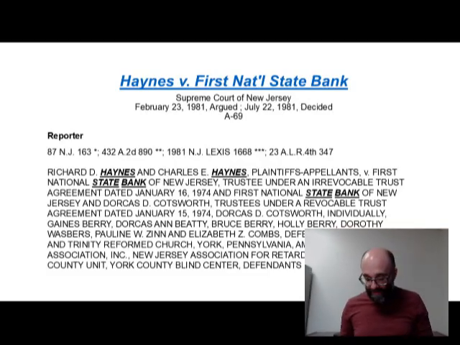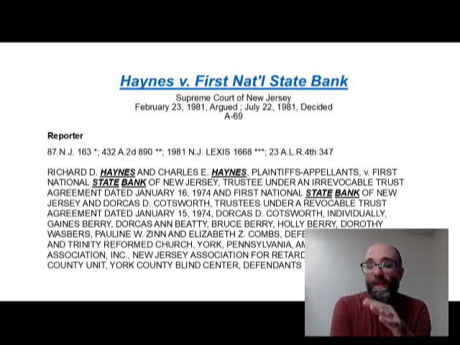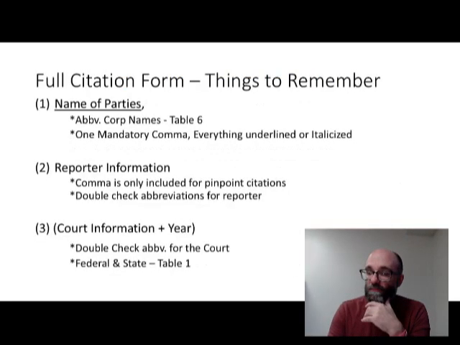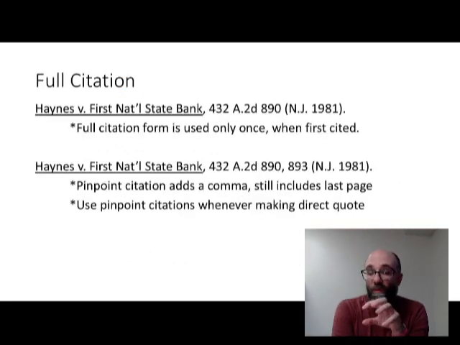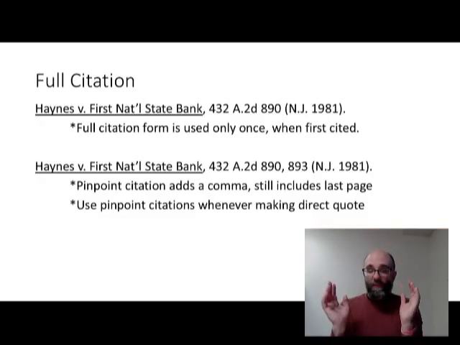And so you see the New Jersey Supreme Court, you note that it is N.J., which is important. You also note the year here up in the upper corner is 1981. And so if we look at our citation form, this is ultimately what we have. Haynes v. First National State Bank, comma, underlined. You have the reporter information, and then in parentheses, court, and then year. Perfect.